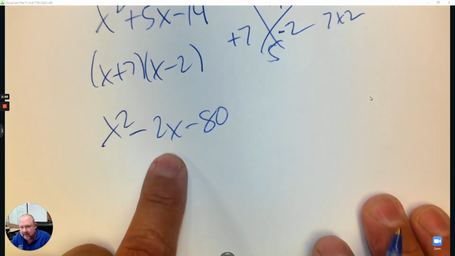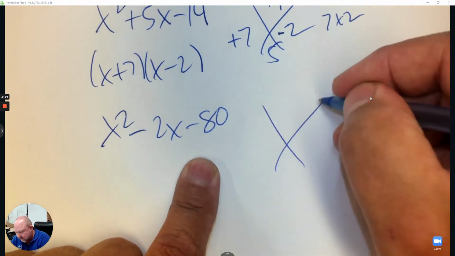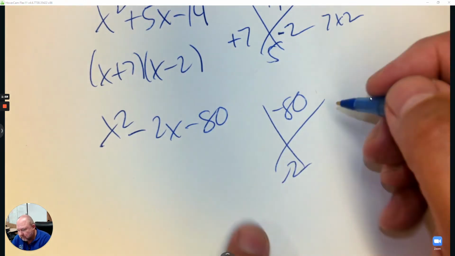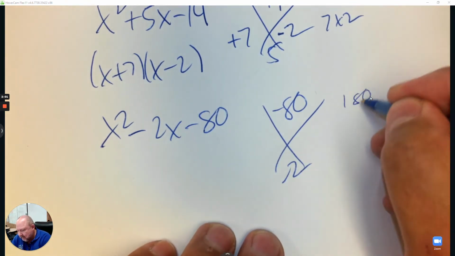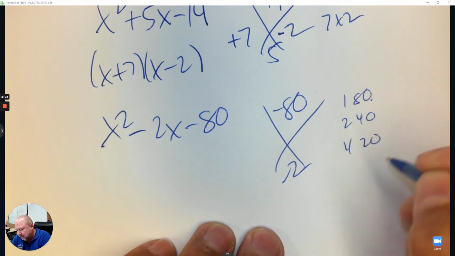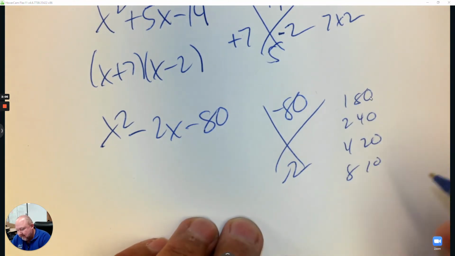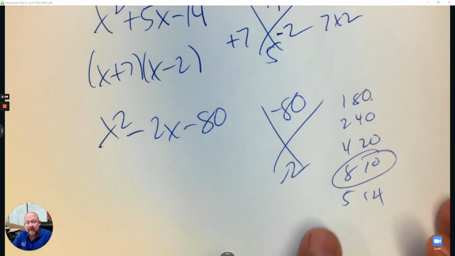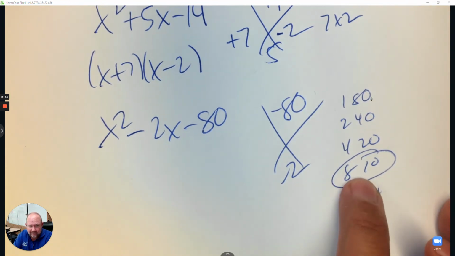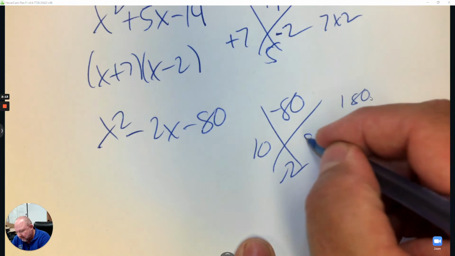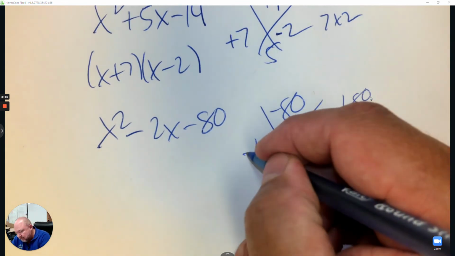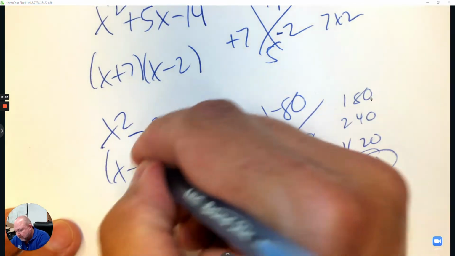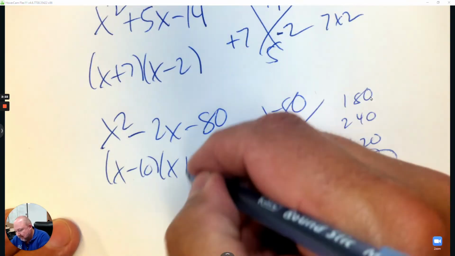x squared minus 2x minus 80. So we have negative 80 and negative 2. We are subtracting. So I need to know two numbers that multiply to 80. We can try to go through a list, but I want to stop at that list. I missed 5 and 14. But which two subtract to 2, right? That's the one I want to zone in on. Because 2 is negative, the bigger number is negative, and the smaller number is positive. And so you have negative 10 and positive 8.